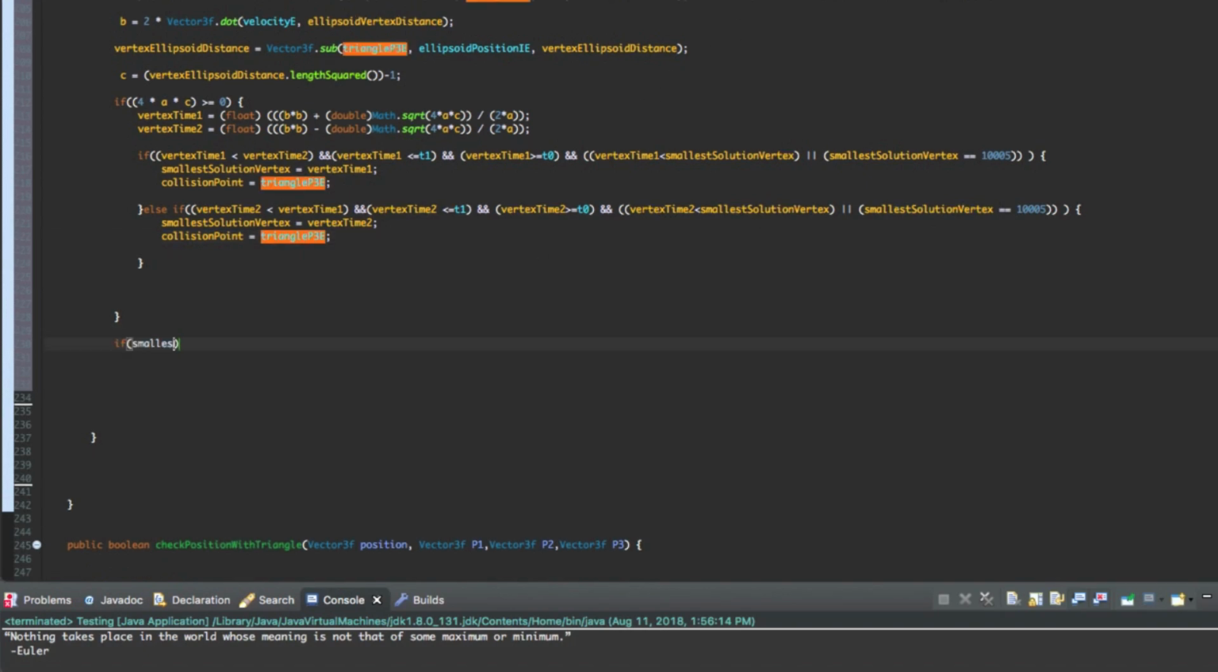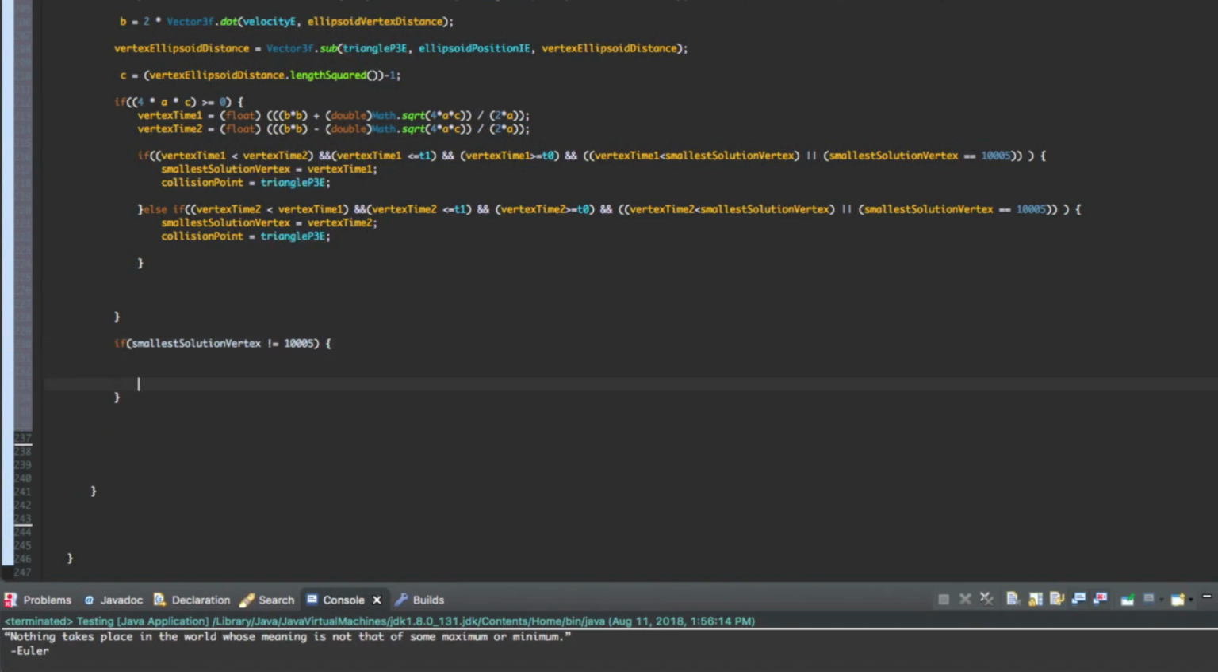So now if the smallest solution vertex is not equal to 10,005, so it has been modified, the float vertex distance is equal to the smallest solution vertex multiplied by the velocity E.length.